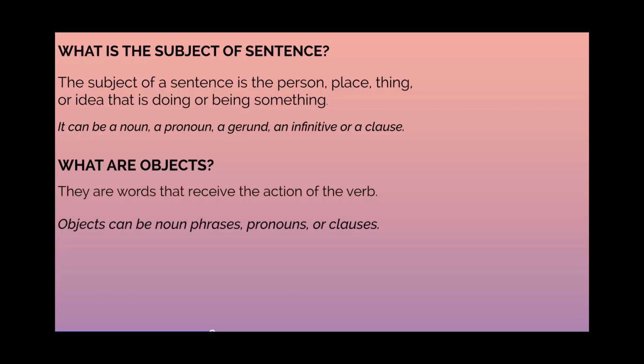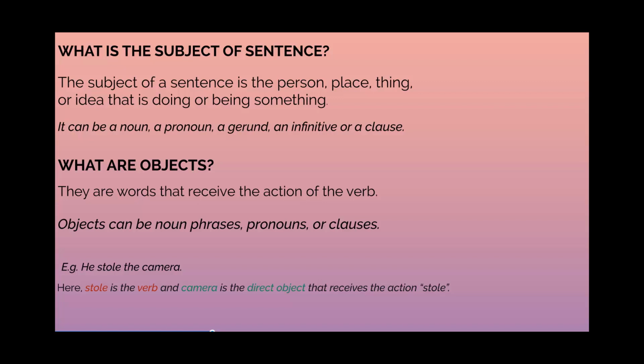Now, objects are words that receive the action of the verb. Objects can be noun phrases, pronouns, or clauses. Now, let's look at an example to understand better what monotransitive verbs are. For example, he stole the camera. If we analyze this sentence based on what we have learned, there should be a subject, a verb, and a single direct object. So here, he is the subject of the sentence, or the doer of the action.